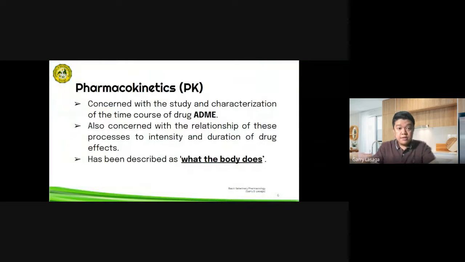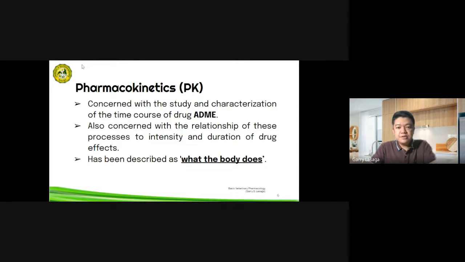So to start, when we say pharmacokinetics, we usually abbreviate this as PK. This is concerned with the study and characterization of the time course of drug ADME. Again, when we say ADME, this refers to the absorption, distribution, metabolism, and excretion of the drug in the body. This is also concerned with the relationship of these processes to the intensity and duration of the drug effects.